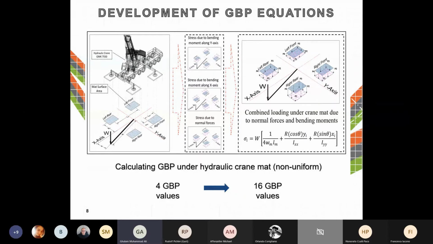And this method also came up with the results that the pressure under the mat is non-uniform in nature. It means that some parts of the mat will be exerting more pressure as compared to the other part, as compared to the other corner. So we got 16 ground bearing pressure values instead of 4. Before it was 4 because there were four mats, but now it is 16 because 4 mats and 4 corners for each mat.